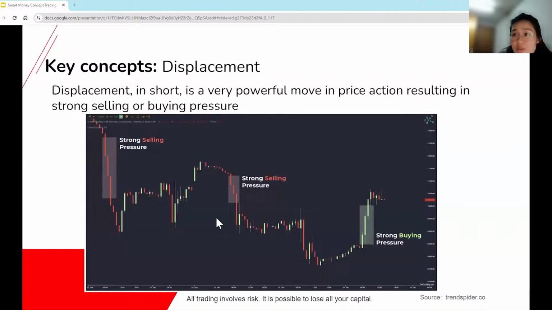You can see here the displacement levels that we've highlighted come just after these swing highs and swing lows, which you can see previously we did mention as our liquidity areas.